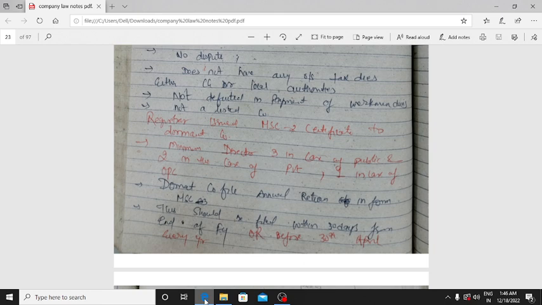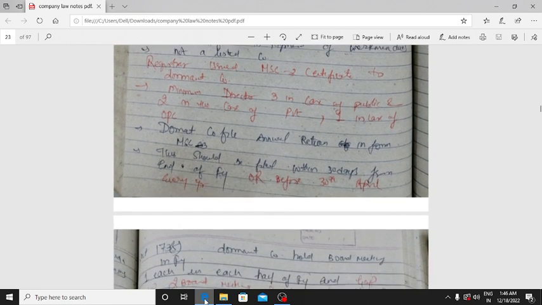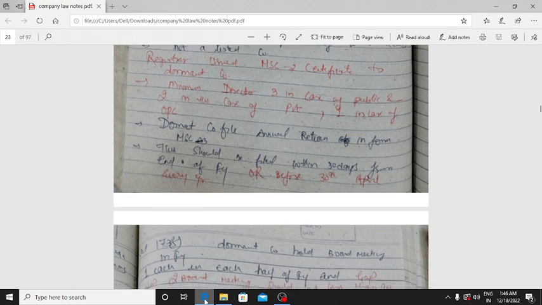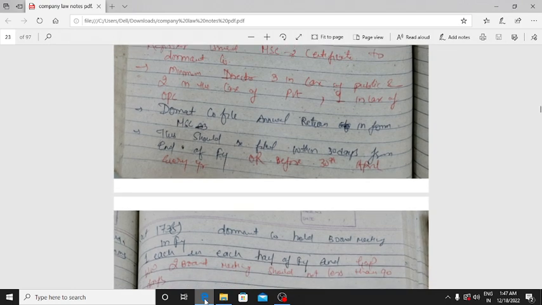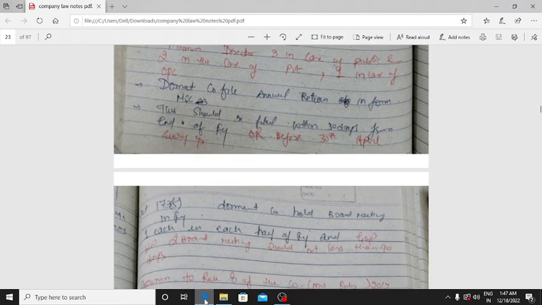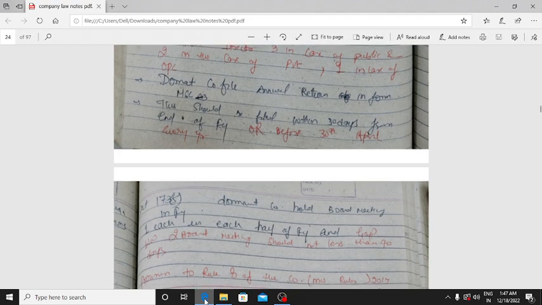The MSC-2 certificate of a dormant company will be issued as the certificate of incorporation. The minimum number of directors is 3 in a public company, 2 in a private company and 1 in an OPC. A dormant company files its annual return in Form MSC-3, and it should be filed within 30 days from the end of the financial year.